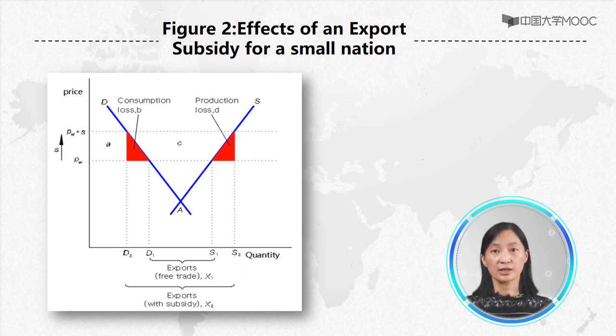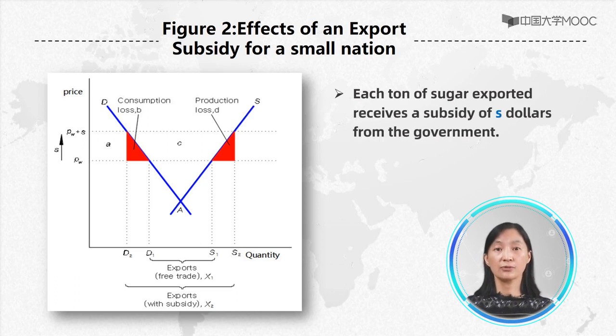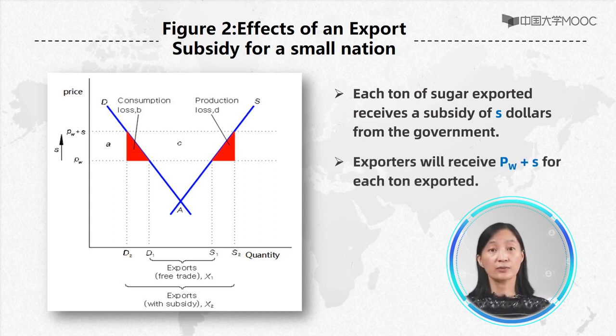Now suppose that because the government wishes to boost the exports of the domestic sugar producers, each ton of sugar exported receives a subsidy of S dollars from the government. With an export subsidy of S dollars per ton, exporters will receive PW plus S for each ton exported rather than the lower free trade price PW.